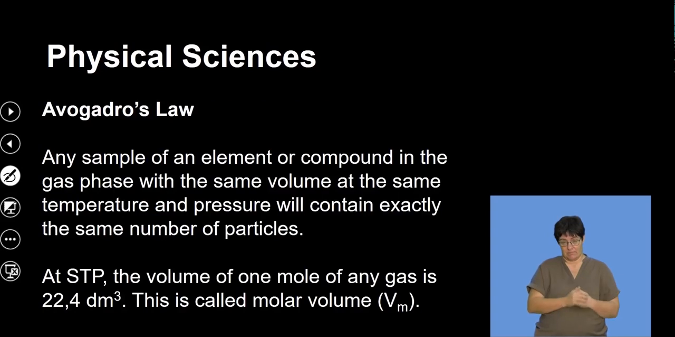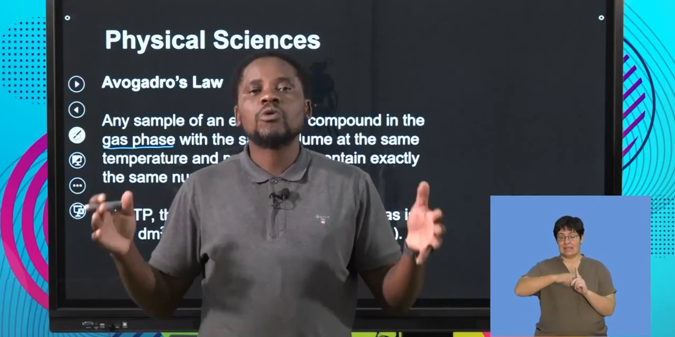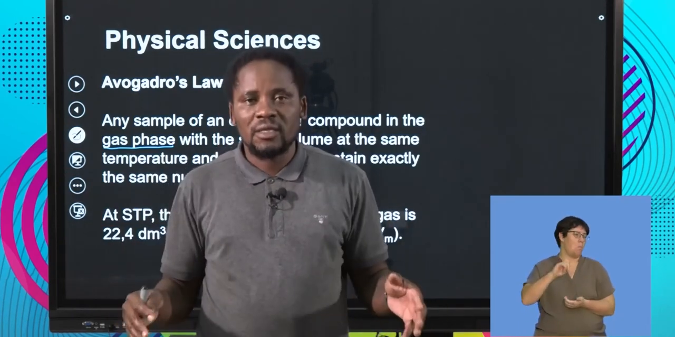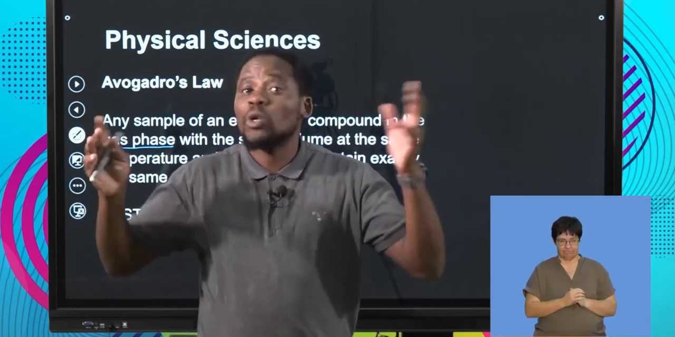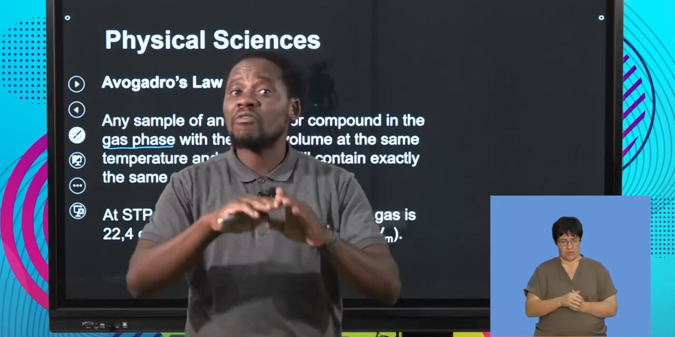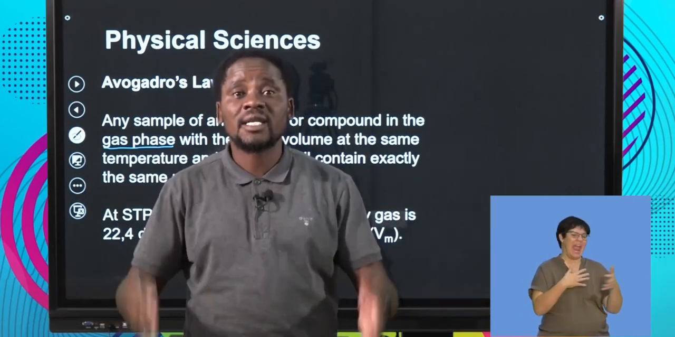So Avogadro's law, what does it say to us? It says that any sample of an element or compound in the gaseous phase, but remember, this is about gases, with the same volume at the same temperature and pressure will contain exactly the same number of particles. So at standard temperature and pressure, the volume occupied by a mole of any gas will be constant. That we call the molar gas volume. What is the molar gas volume? It is the constant volume occupied by 1 mole of any gaseous substance at standard temperature and pressure.